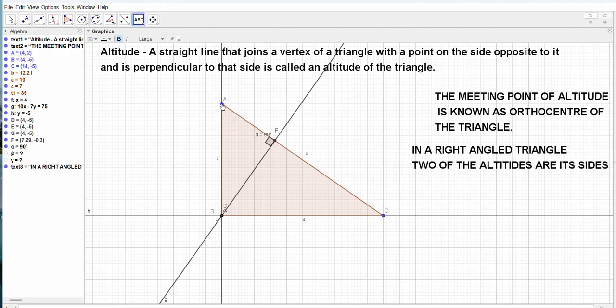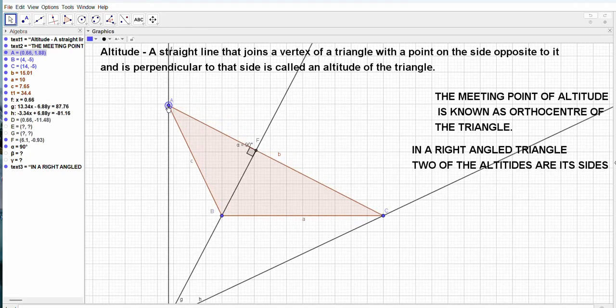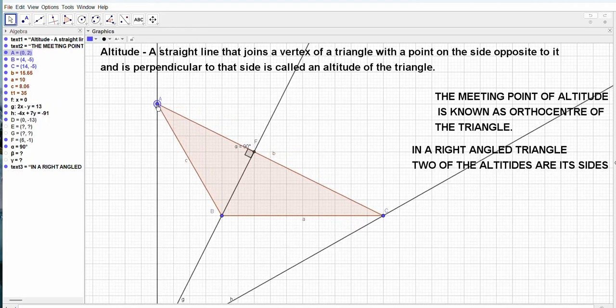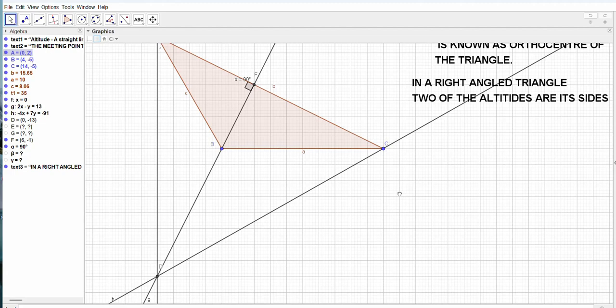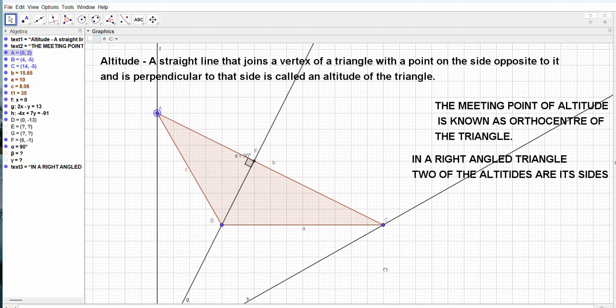Now I'm going to change this right angle triangle to an obtuse angle triangle, and what we can see here, see, now it is an obtuse angle triangle, and we can see here two of the altitudes are outside the triangle, isn't it? Can you see two of the altitudes are outside and only one of the altitudes is inside the triangle? Okay, so in an obtuse angle triangle, only one of the altitudes will be inside, the other two will be outside of the triangle.